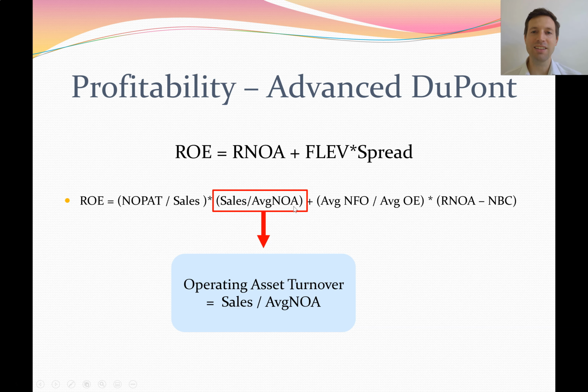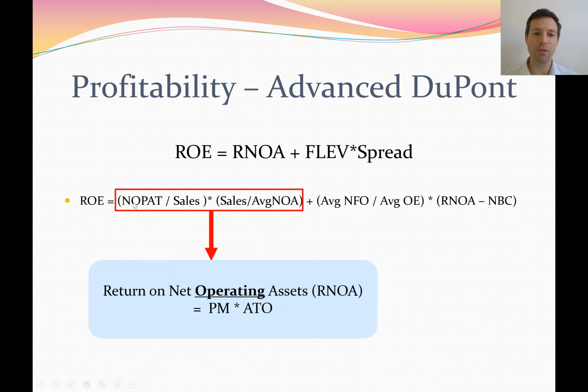NOA, net operating assets, is on our reformatted balance sheet. So this would be called our operating asset turnover ratio. Sales divided by average NOA is operating asset turnover. So what we've just done there, we've multiplied the profit margin times the asset turnover, and that would give us what's called return on net operating assets. The profit margin times the asset turnover is return on net operating assets.